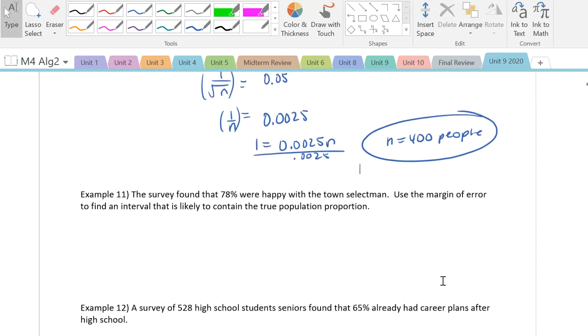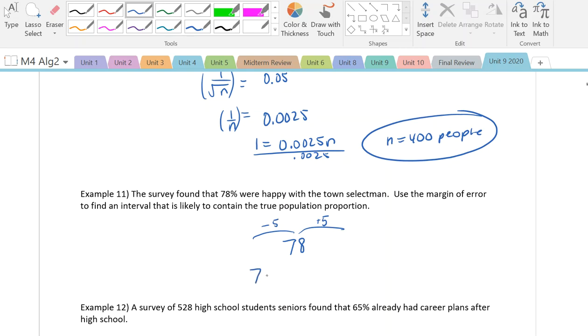Okay. The survey found that 78% were happy with the town selectman. Use the margin of error to find an interval that is likely to contain the true population proportion. Well, if 78% are happy, but I have a margin of error of plus or minus 5%, that means I could be 5% higher or I could be 5% lower. So we're talking about 73% to 83% is the interval.